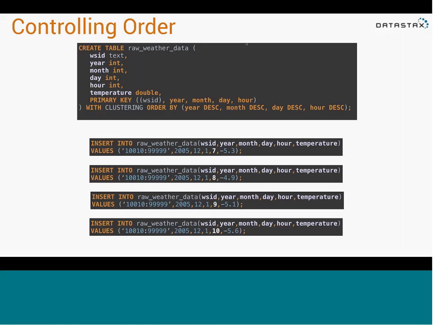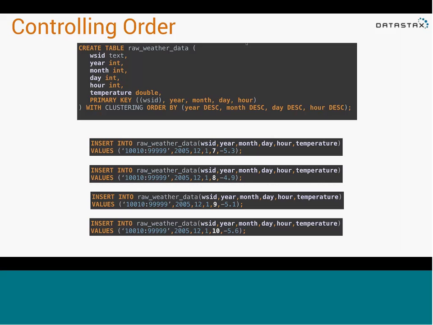So here's a more complicated example, and this is another example that I use quite a bit. This is killer weather. We have a lot of killers out there, and this is storing time series data. Raw weather data is just a table that does that. There's a weather station ID, and then I've broken down the year, month, day, and hour into individual parts, and then just storing a temperature. So if you look at the inserts here.